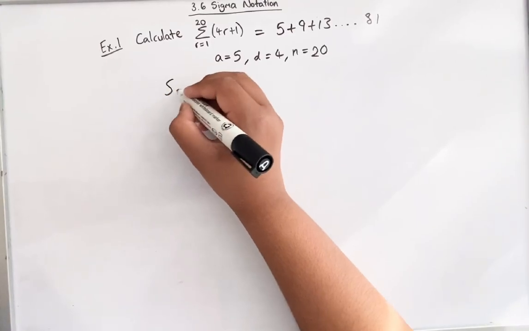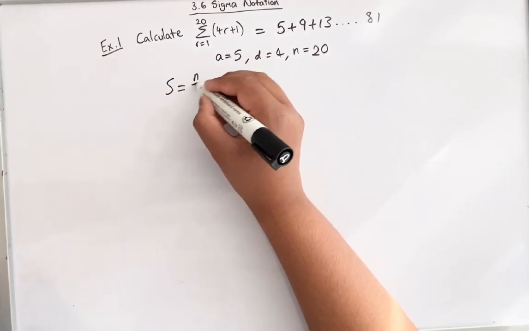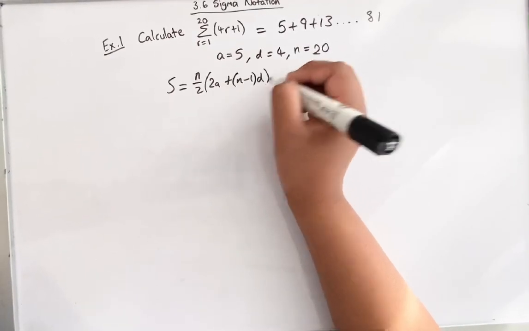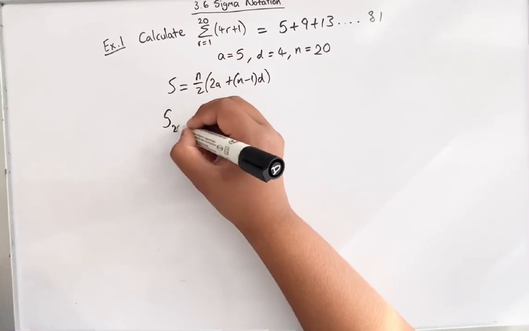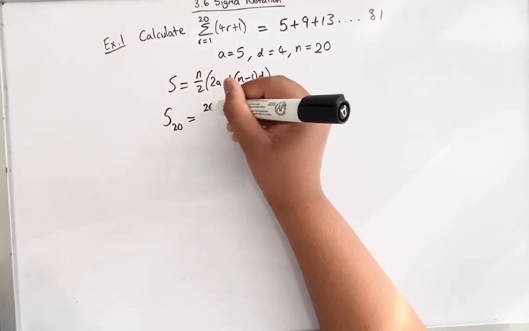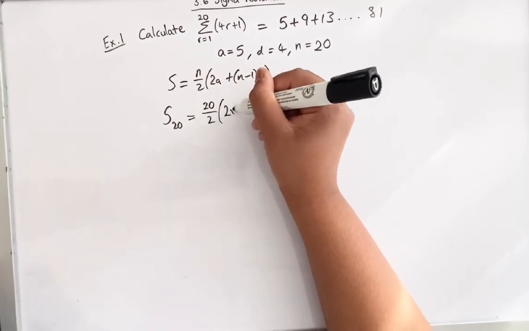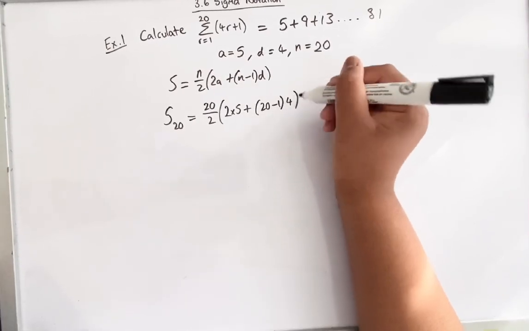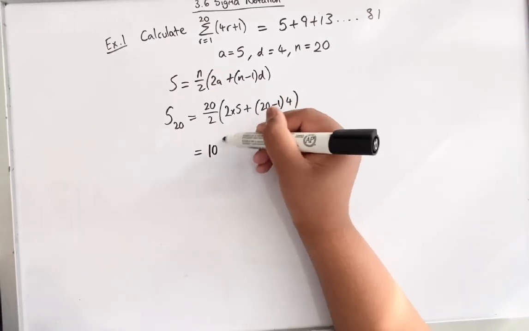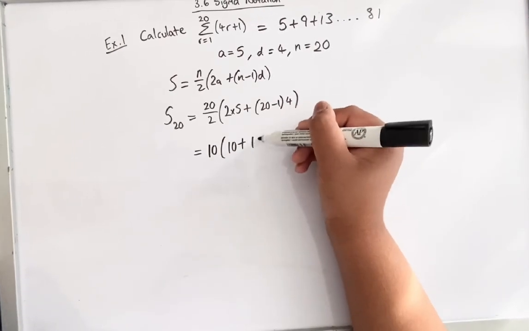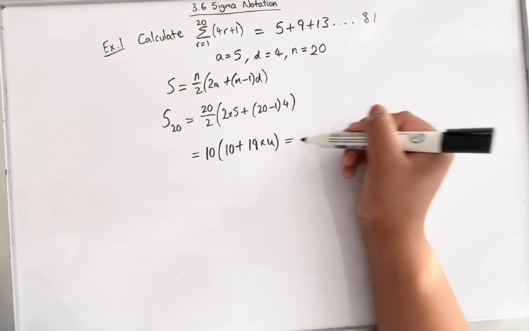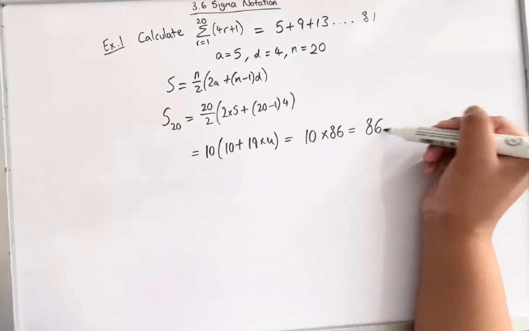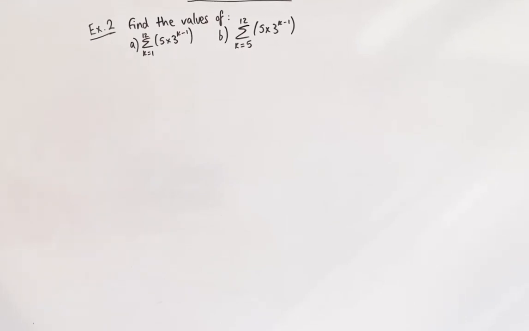So using S, the sum equals n over 2 times 2a plus n minus 1 d. We can substitute these values, so S of 20 equals 20 over 2 times 2 times 5 plus 20 minus 1 times 4, which is equal to 10 times 10 plus 19 times 4, which is 10 times 86, which is 860. Let's do one last example.